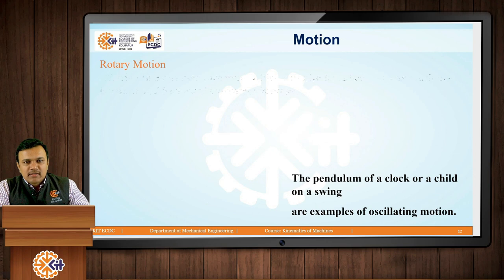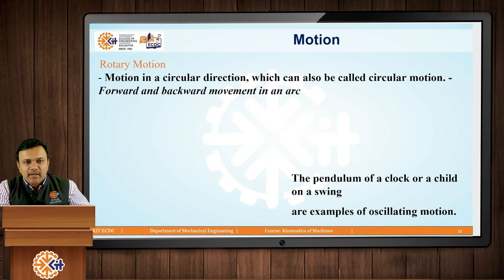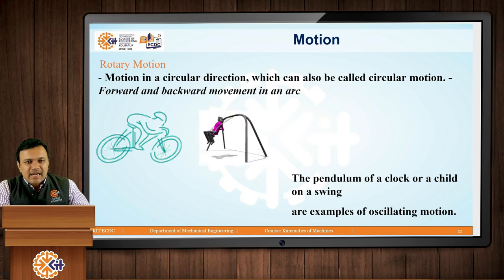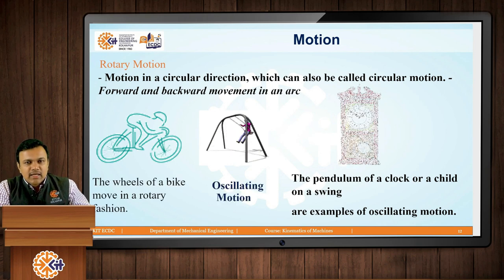The next type of motion is rotary motion, wherein motion is in a circular direction, which can also be called circular motion. The motion will be in terms of forward and backward movement in an arc. Let us see the different types of examples of it. You can see a bicycle, which has wheels having rotary motion. You can see a kid swinging on a pendulum. So it is an example of rotary motion or oscillatory motion.